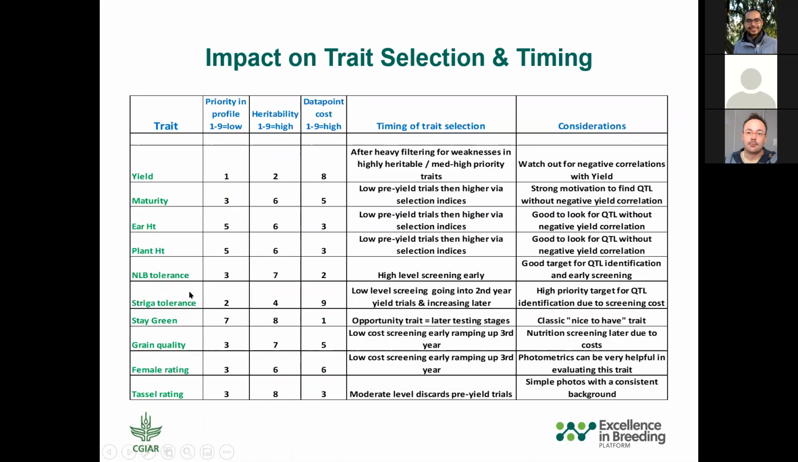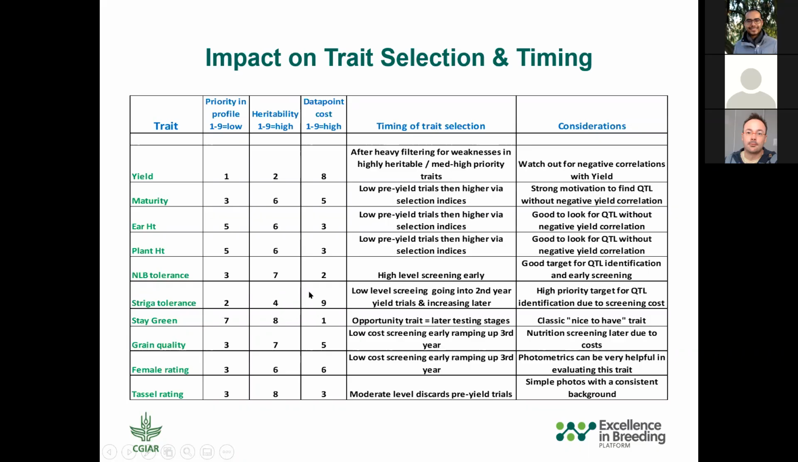I don't know that trait very well, but I know it's a difficult one and can be very important in a number of markets. I put the heritability as intermediate, but that's really dependent on how well you can generate a good screening plot, which is the major problem. And of course, no farmer wants to have a Striga plot near them.